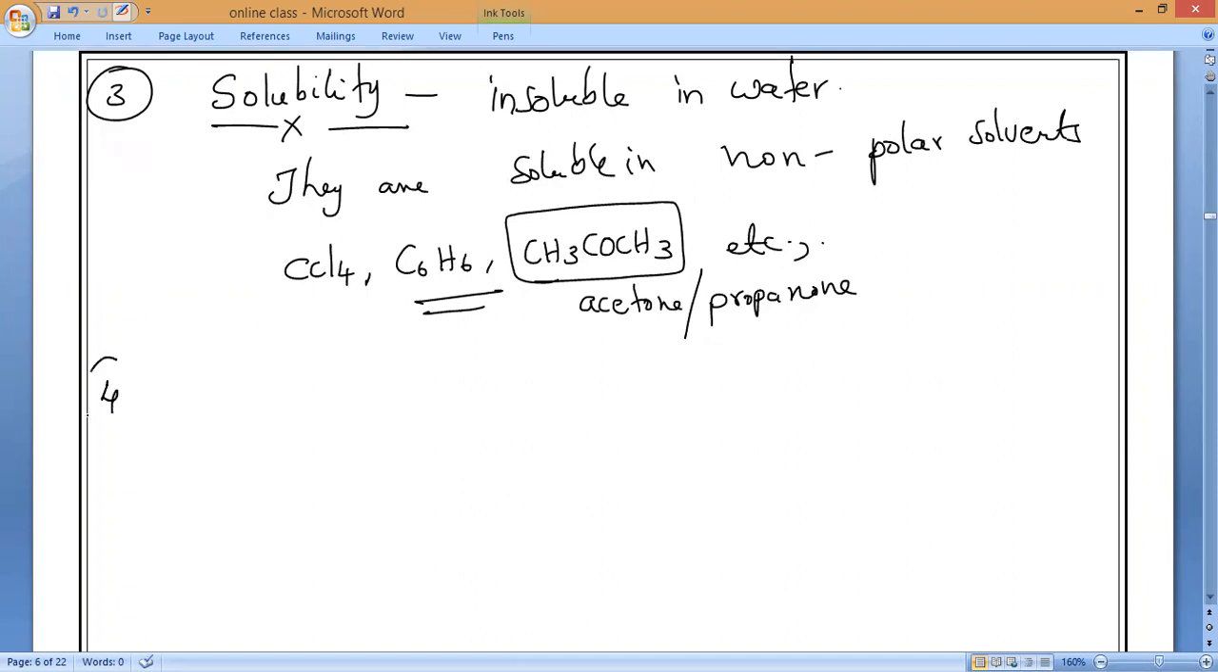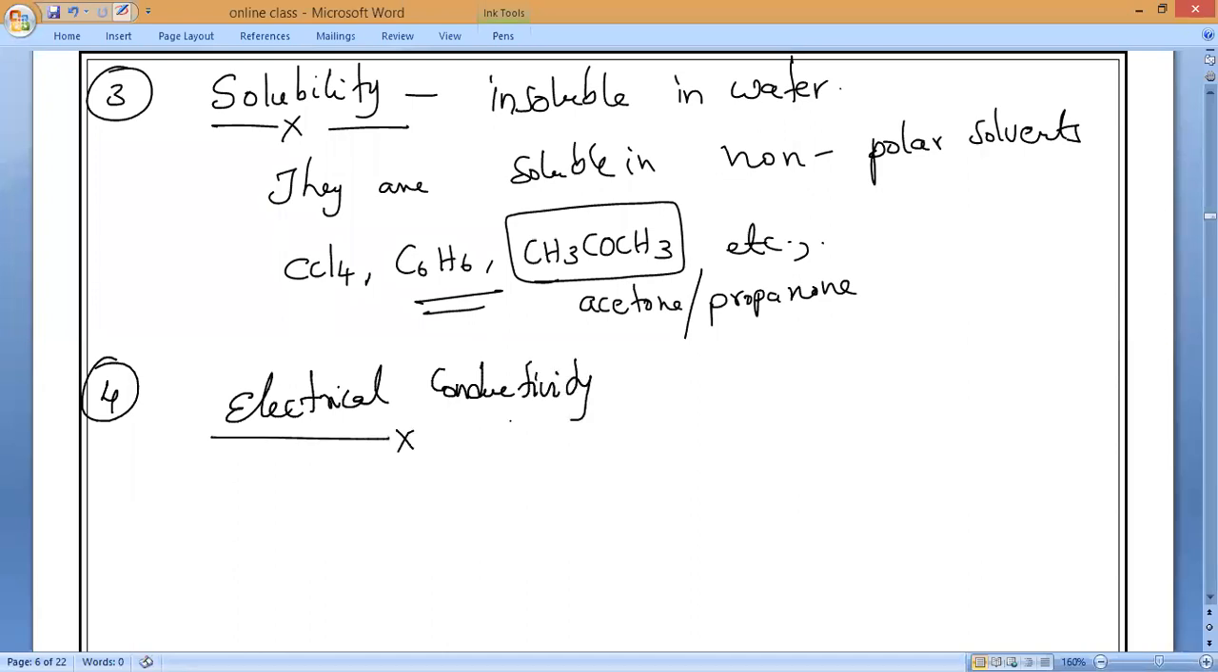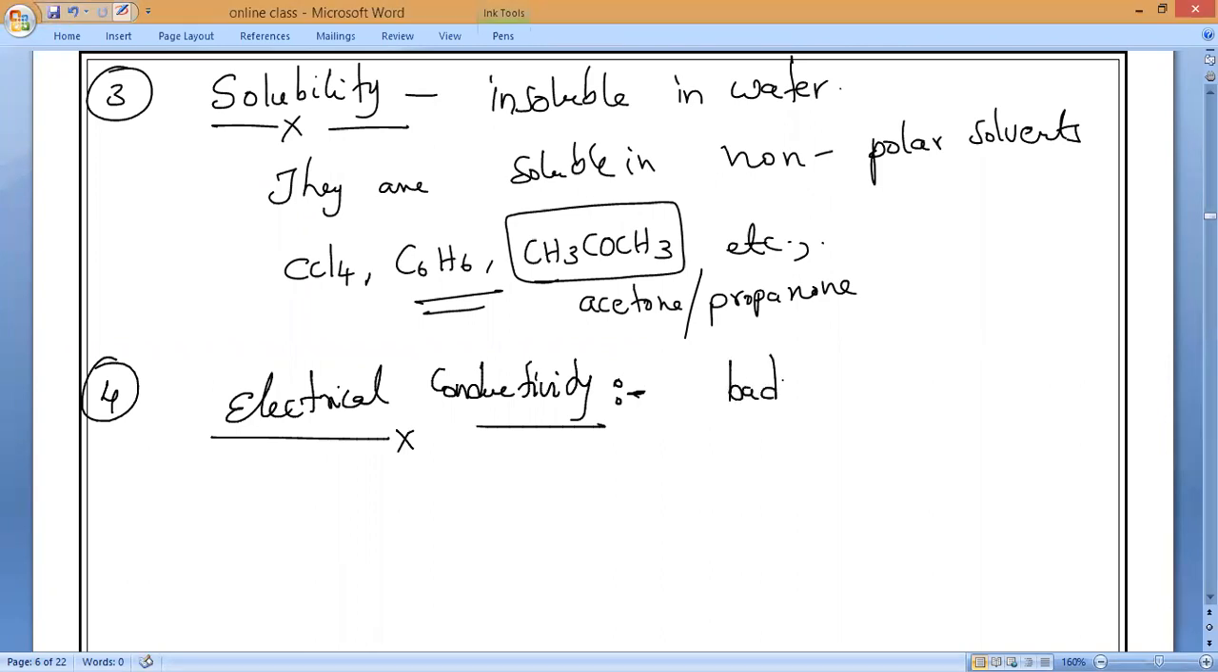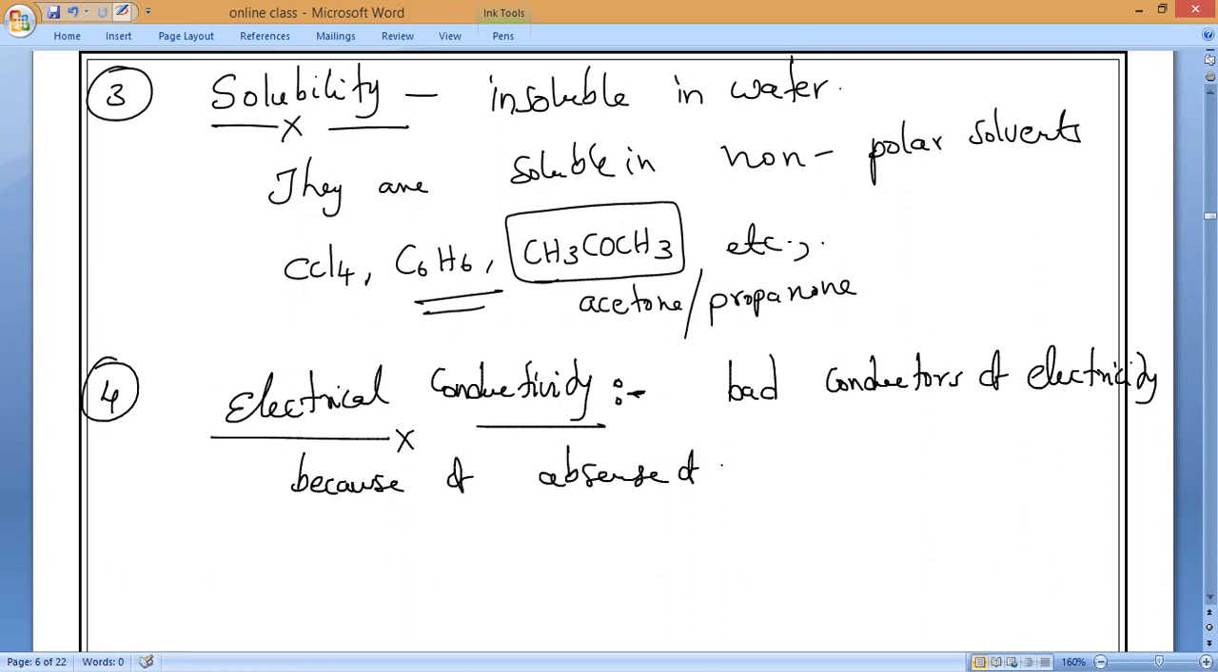Next, the last property is electrical conductivity. So tell me, are they good conductors or bad conductors? Bad conductors. They are bad conductors of electricity. For what reason? They are not made up of ions. They are bad conductors of electricity because of only one reason: because of the absence of ions.